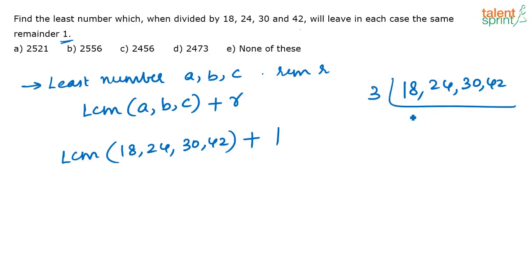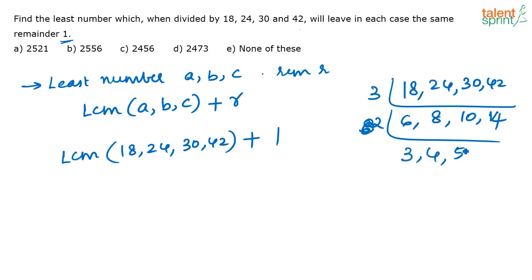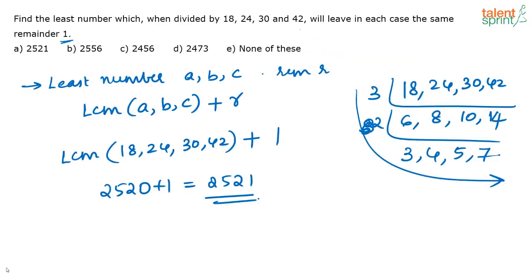So, here in all these numbers 3 will go. So, you have 6, then 8, 10, here you have not 3, 2. 2 will go. You will have 3, 4, 5, 7. Multiply all this. 3, 4, 5, 7, nothing is common. So, 3 into 2 into 3 into 4 into 5 into 7. So, if you actually multiply these, you will get the answer as 2520. So, you will get 2520 plus 1. That will be your answer, that is 2521. That is option A. That is your correct answer for the question.